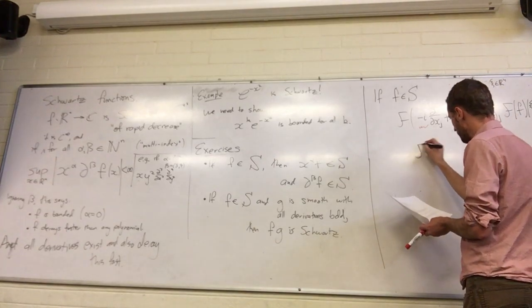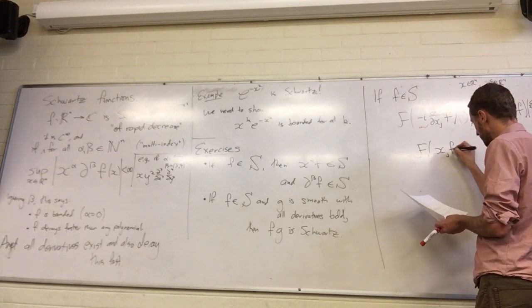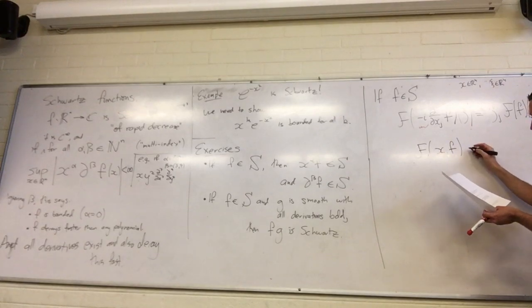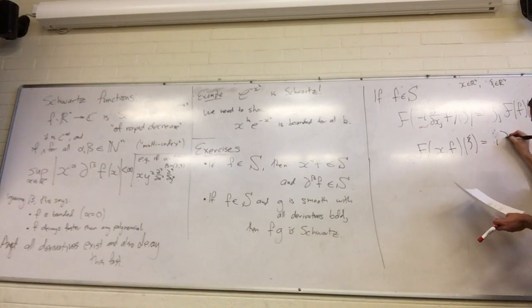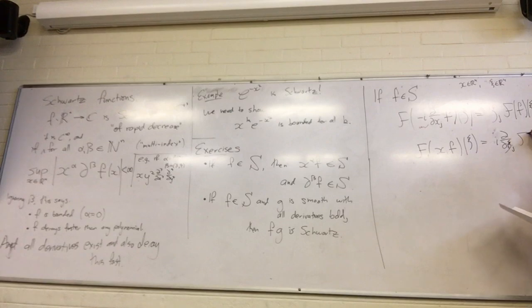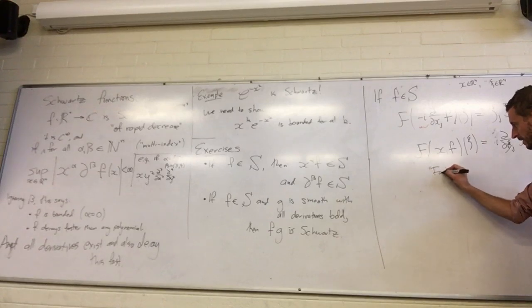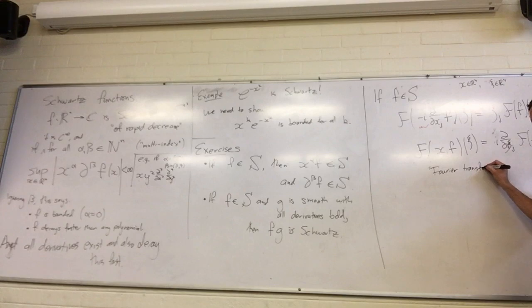And in the other direction, if you take the Fourier transform of x_j times f, so that's your function multiplied by one of the coordinate variables, that's the same as taking i times d by d xi_j of the Fourier transform of f. So this is sort of a converse statement to this one. The motto here is that the Fourier transform intertwines differentiation with multiplication by a polynomial.